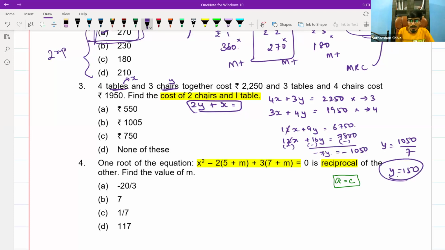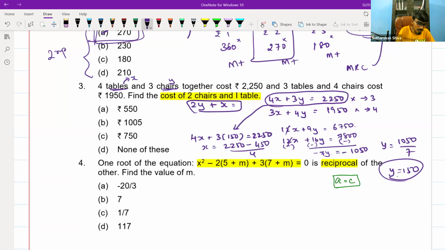I'm going to substitute over here, in any one equation. If I substitute in this equation, let's say, it will become 4x plus 3 into 150 equal to 2250. So x is equal to 2250 minus 150 into 3. 150 into 3 will become 450, divided by 4. So x will become 450.